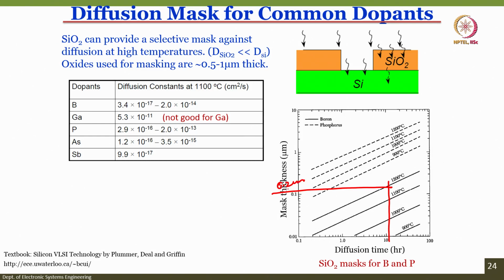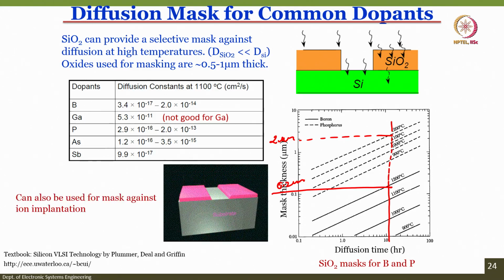But if I want to do the same thing for phosphorus at 1200 degrees centigrade for 10 hours, this becomes the phosphorus curve. So, you should have somewhere around 2 microns thick silicon dioxide, got it. That is how the masking oxide, the SiO2 mask for boron and phosphorus, works. This is a chart through which we will know what the thickness of the silicon dioxide should be. It can also be used to mask against ion implantation.